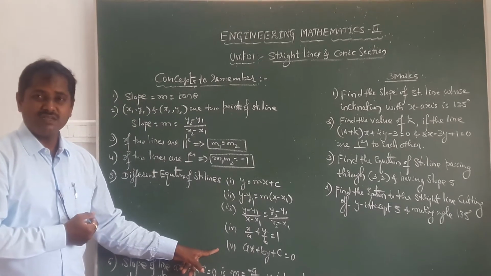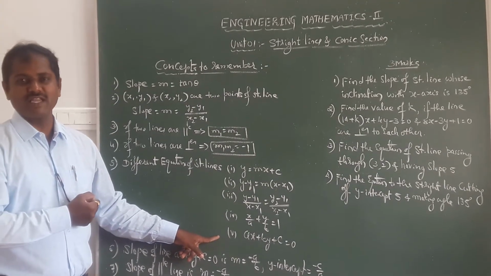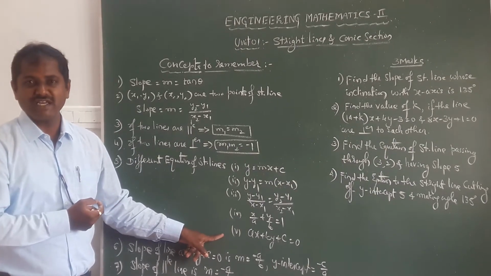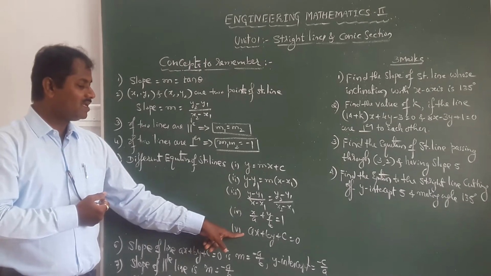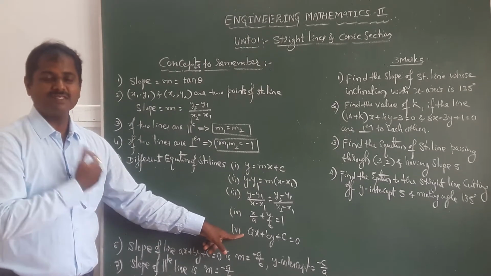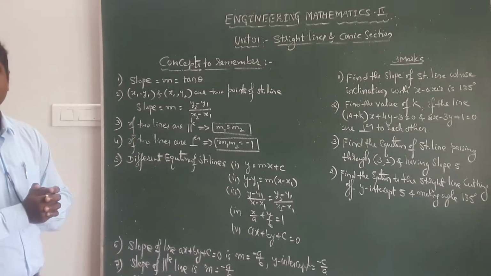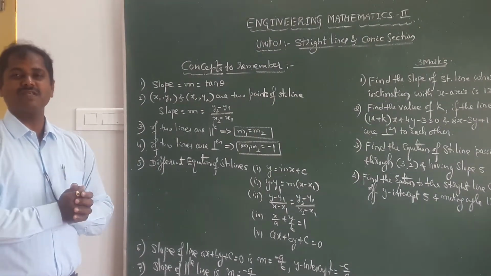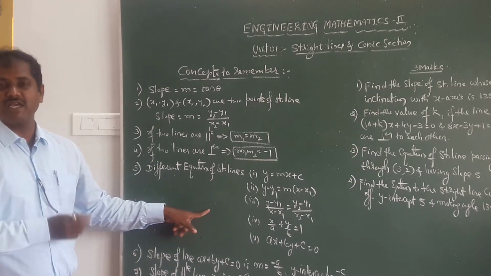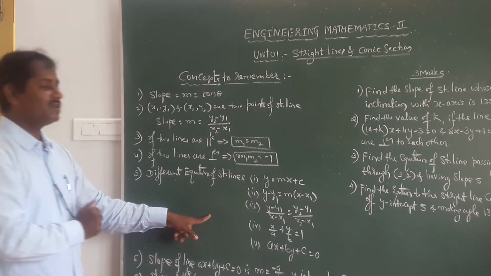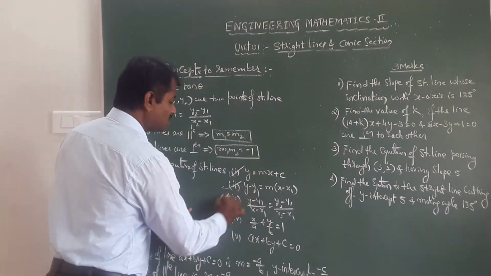And the last equation of a straight line is the general form of a straight line. So its equation is given by ax plus by plus c is equal to 0. What is that general equation of a straight line? Is always ax plus by plus c is equal to 0. And these are the different forms of a straight line. For examination point of view, it is very important to remember these three concepts.